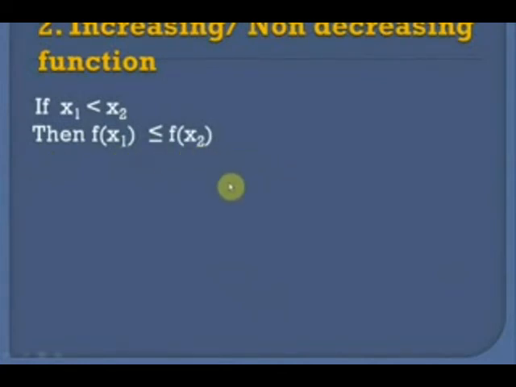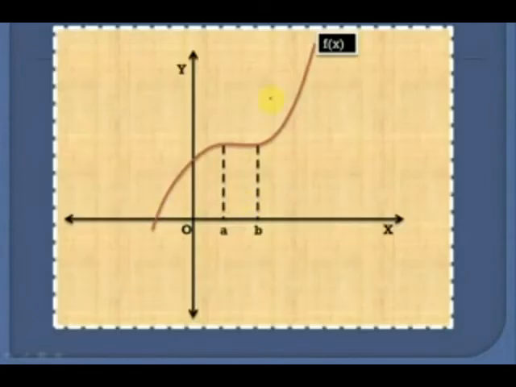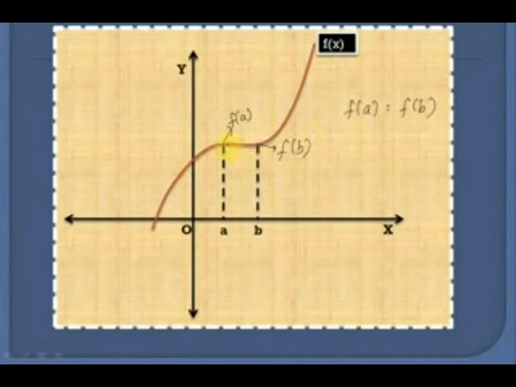So let's try to understand this. This is the graph of y equal to f(x). Here we see that for this portion it is strictly increasing. For this portion we see that this is constant, and for this portion this is again strictly increasing. Now here we say that this is a point x equal to a, the value of y for which is f(a), and for this it is f(b). We clearly see that f(a) is equal to f(b), and this entire portion is a constant function. This is constant.